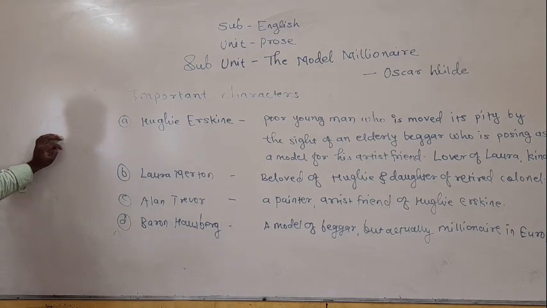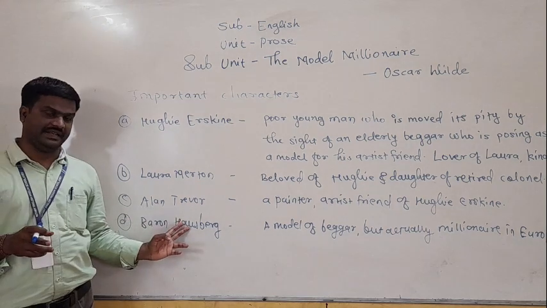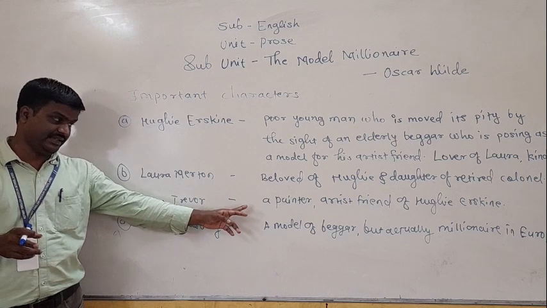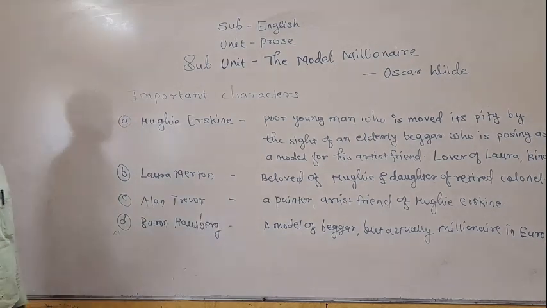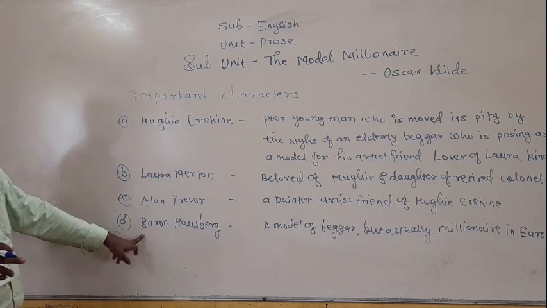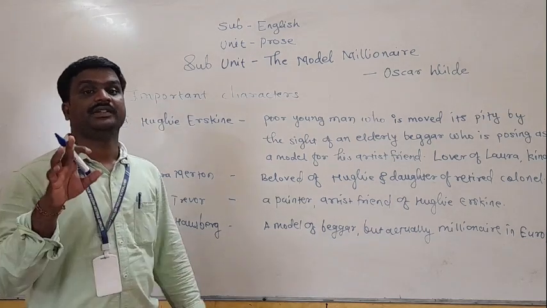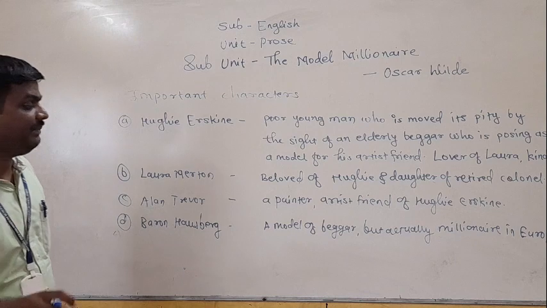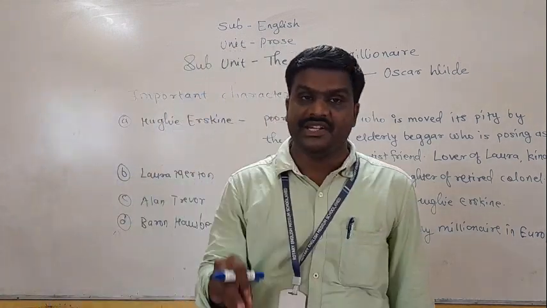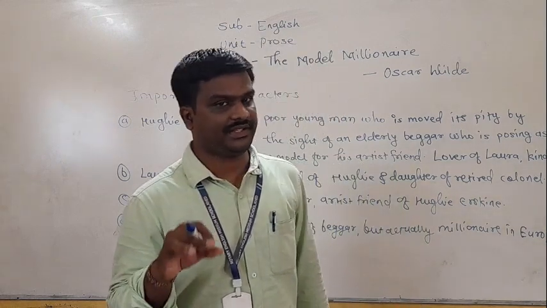Okay, then after, next character, Alan Trevor. Friends, Alan Trevor is a friend of Hughie Erskine, and he was a painter by profession. He was an artist by profession. Then after, Baron Hausberg. Baron Hausberg is a model for the beggar, but actually he was a millionaire, the richest man in the entire Europe.